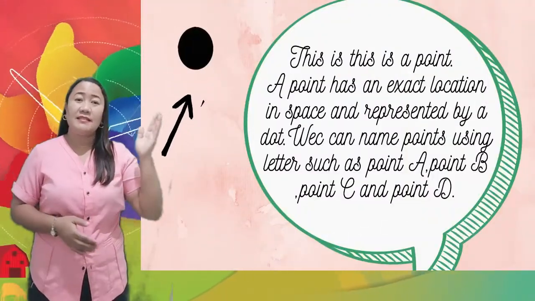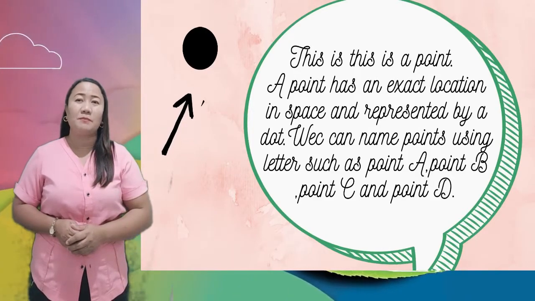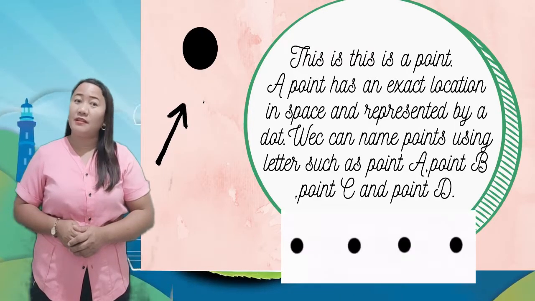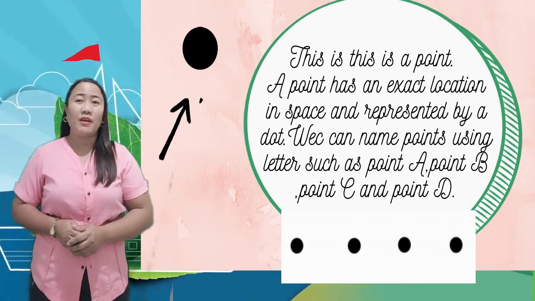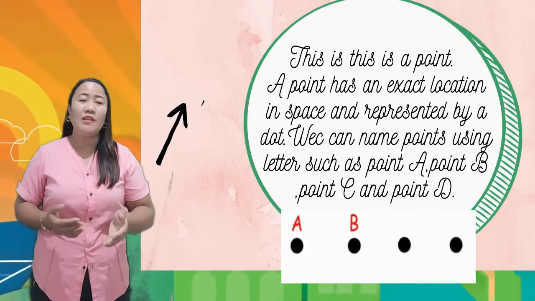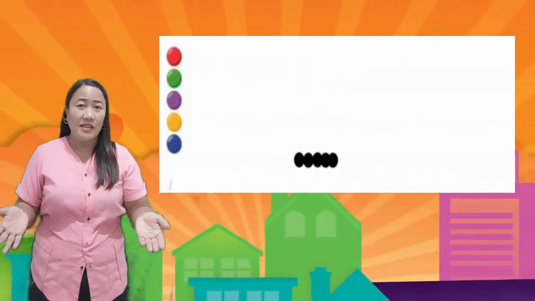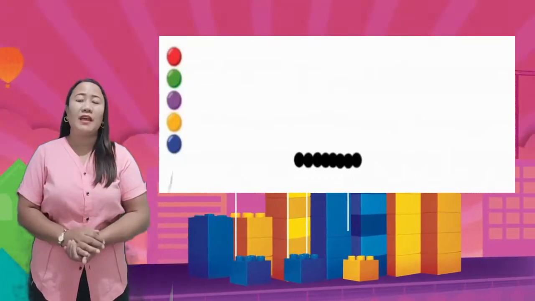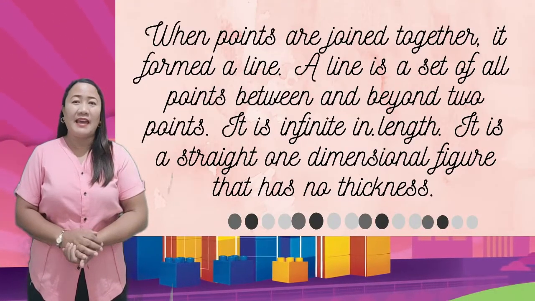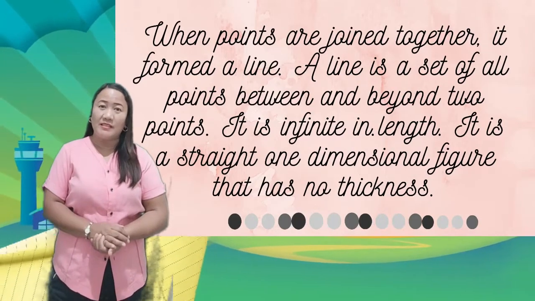But before we proceed, let us have a quick review about a line. This is a point. A point has an exact location in space and is represented by a dot. We can name points using letters such as point A, point B, point C, and point D. When points are joined together, they form a line. A line is a set of all points between and beyond 2 points.